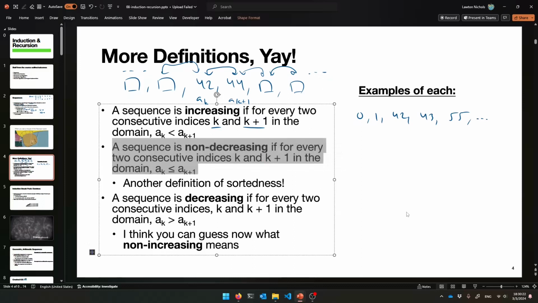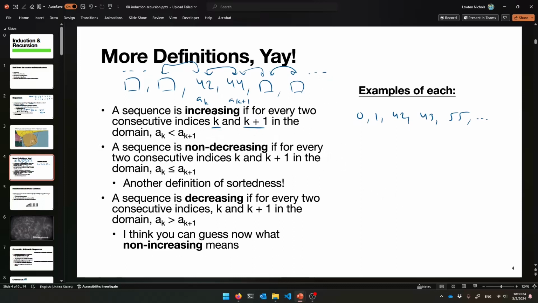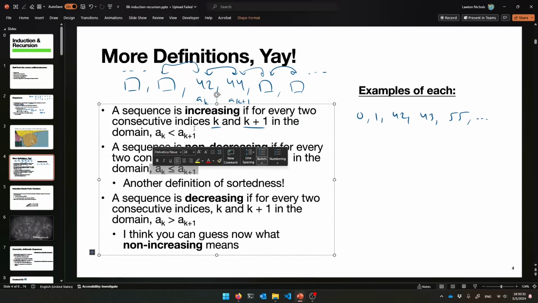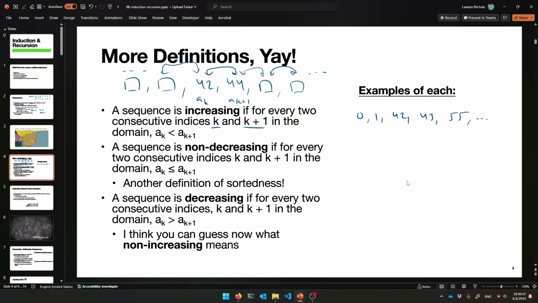Another term is non-decreasing, which sounds like the same as increasing, right? But a sequence is non-decreasing if the only change is the less than or equal to rather than the less than. So it can stutter. It can stay there for a certain amount of time. So like this is a non-decreasing sequence. If you compare consecutive terms, then this holds for each of them. The one after is greater than or equal to the one before. And so this is an example of a non-decreasing sequence.